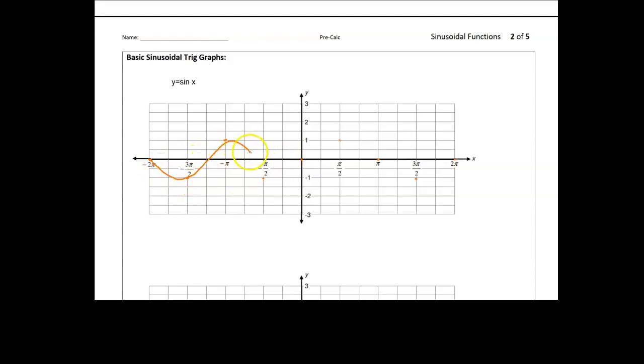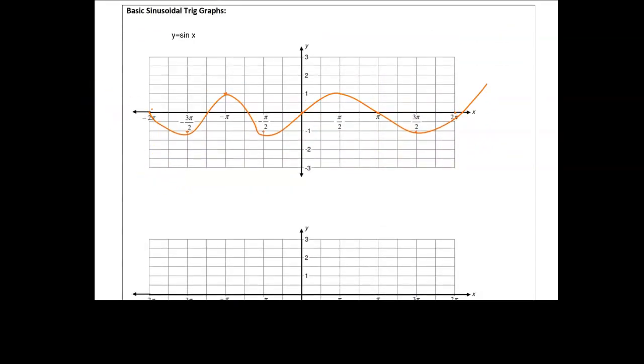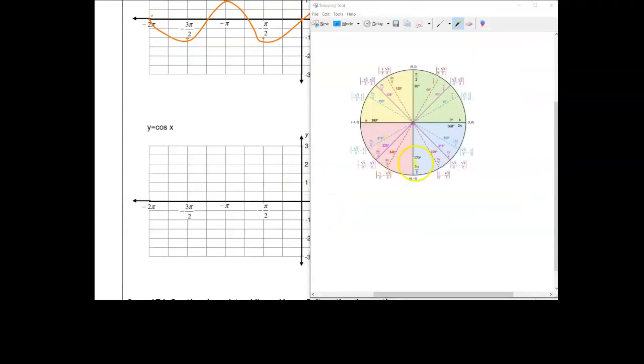So as I draw, you should get a nice smooth curve. And it's tricky on the computer screen for me, but you should get a nice wave through all of your points. And then if we look at cosine, because cosine spits out all the similar values, we'll notice we're going to get a really similar shape, except it's shifted a little bit.